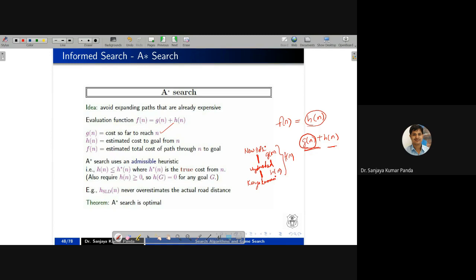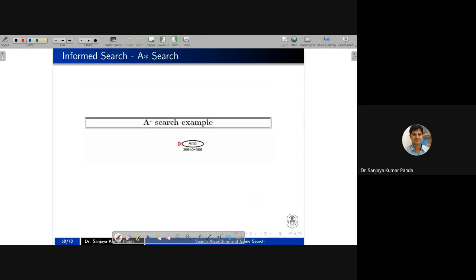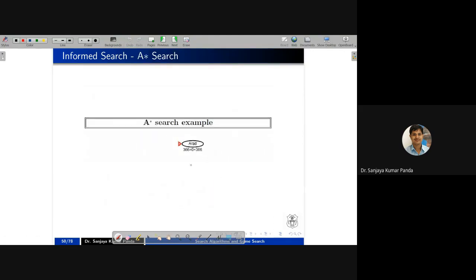Okay. So let us see one example to clear the idea. Now we will again search from the city Arad to Bucharest. When you expand A, you will get three different cities, that is S, T, and Z. But before expanding Arad, you have to calculate the g of n value. What is the g of n value? g of n is nothing but Arad to the current node. The current node is also Arad. So Arad to Arad, the distance is 0.